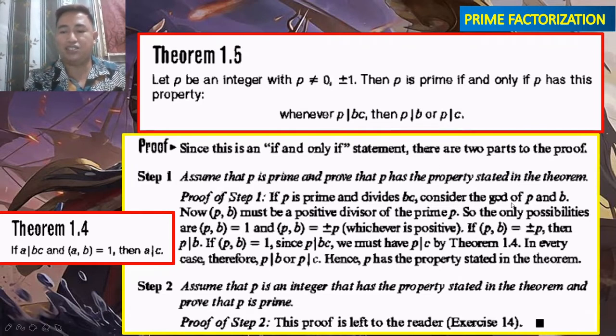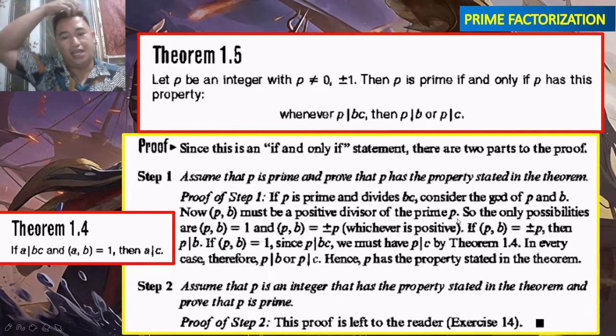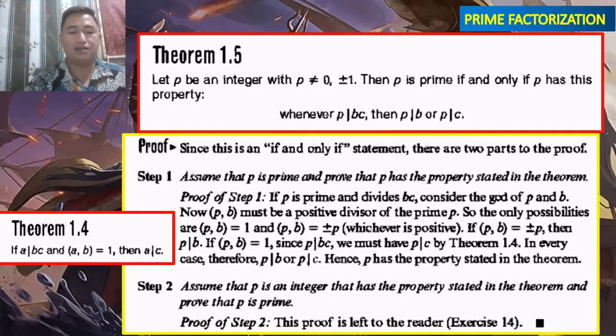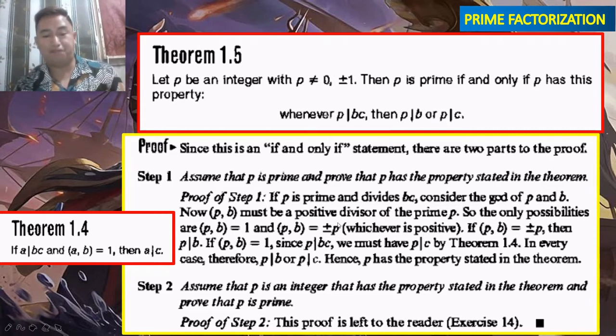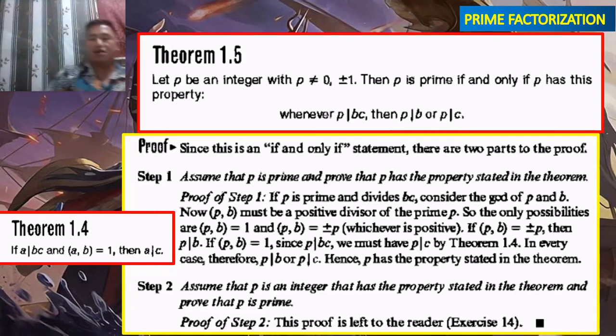So consider the GCD of P and B. Now the GCD of P and B must be a positive divisor of the prime P. So the only possibilities are that the GCD of P and B is 1 or P, whichever is positive. If your P is negative, it has to be negative P so that it becomes positive.